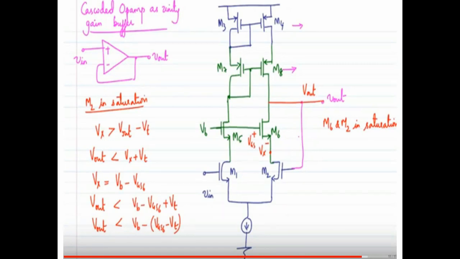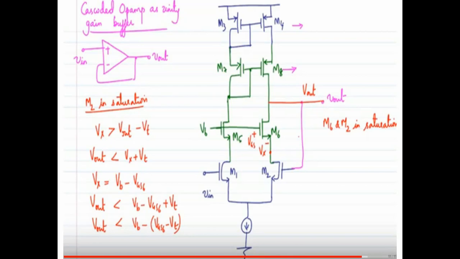The drain of M2 is marked as potential Vx. We check the condition for M2 saturation. M2 is an NMOS transistor, so the saturation condition is VDS greater than VGS minus VT. Here we consider the source as common source, so it is treated as 0. So VDS greater than VGS minus VT can be written as VD greater than VG minus VT.